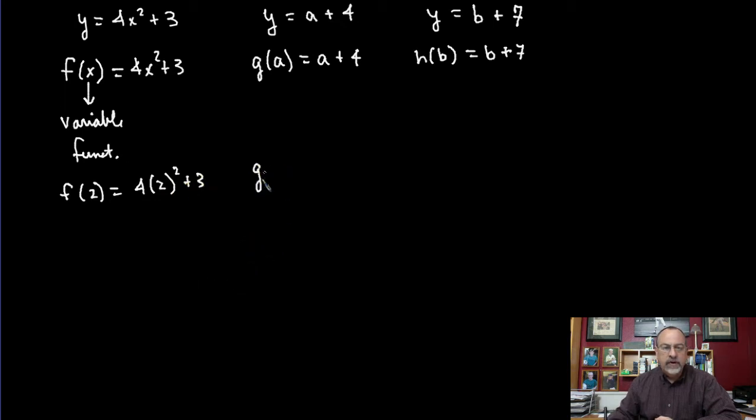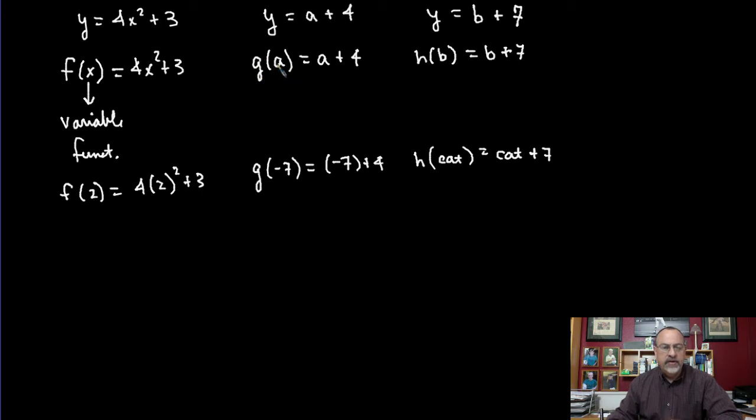Or if I wanted to know g of negative 7, that means wherever there's an a, I'll put in negative 7 plus 4. Or I could put anything in there. So if I just wanted to do h of cat, then that would be cat in wherever there's a b, so cat plus 7.